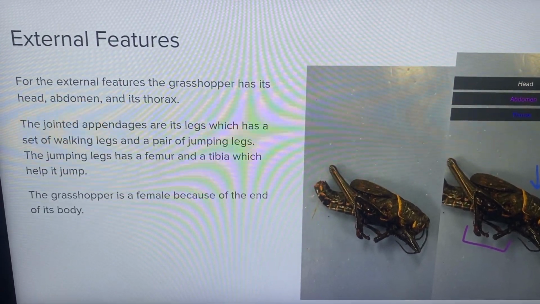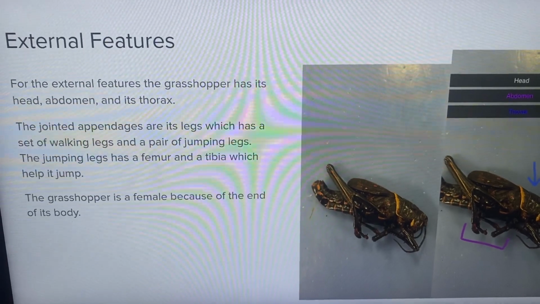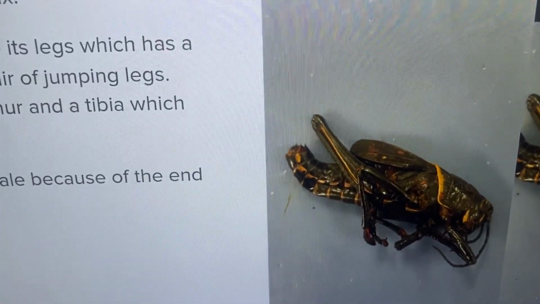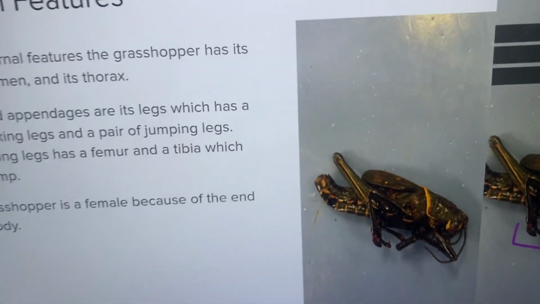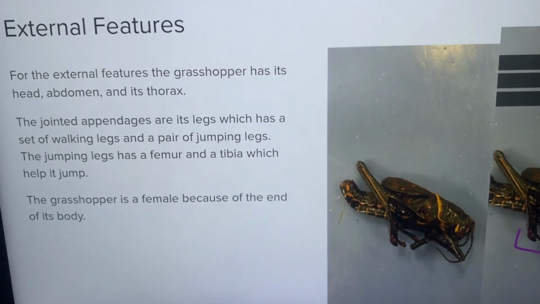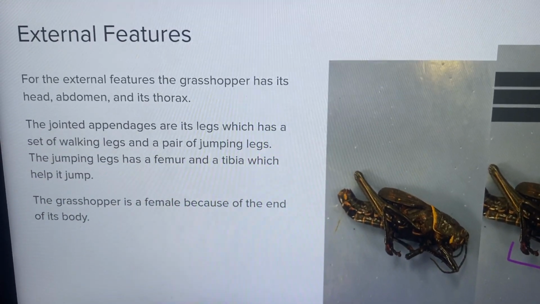And then the grasshopper is a female because at the end of the body, we can sort of see here that it looks like the one seen in the example for a female, though I apologize for not having a better picture for it.